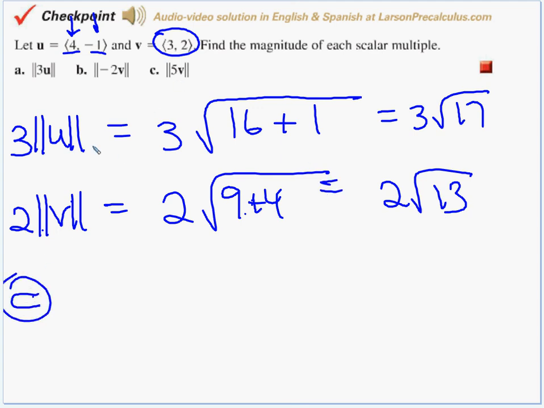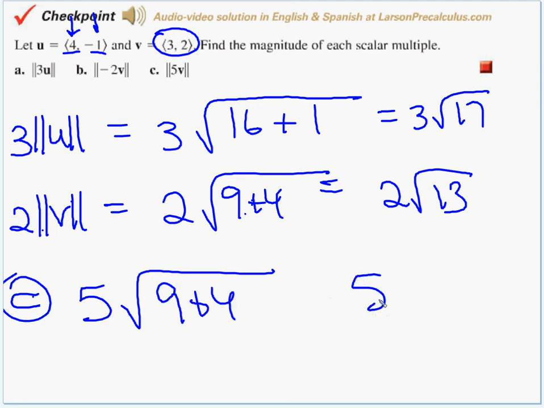Letter C, pull out the 5, take the absolute value of it, and then here vector v. So we're going to square these numbers again, same as we had last time, 9 and 4. 5 root 13.